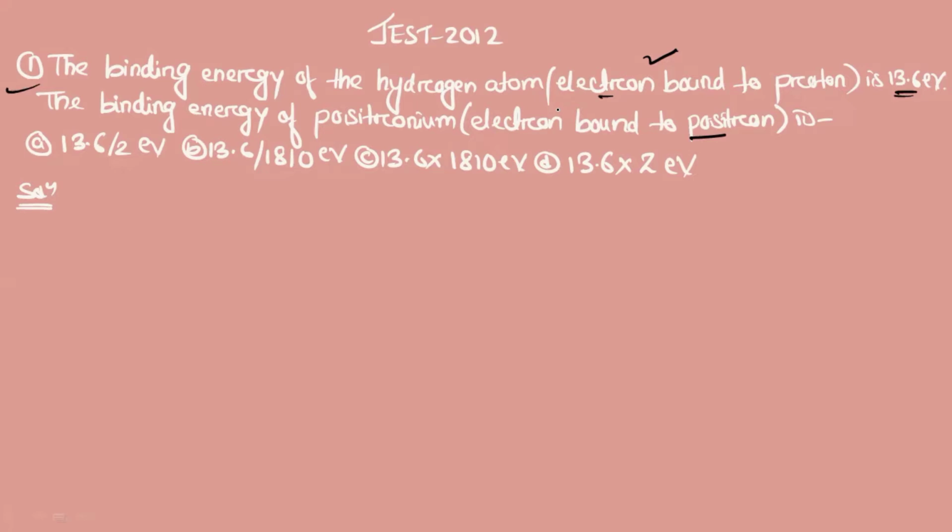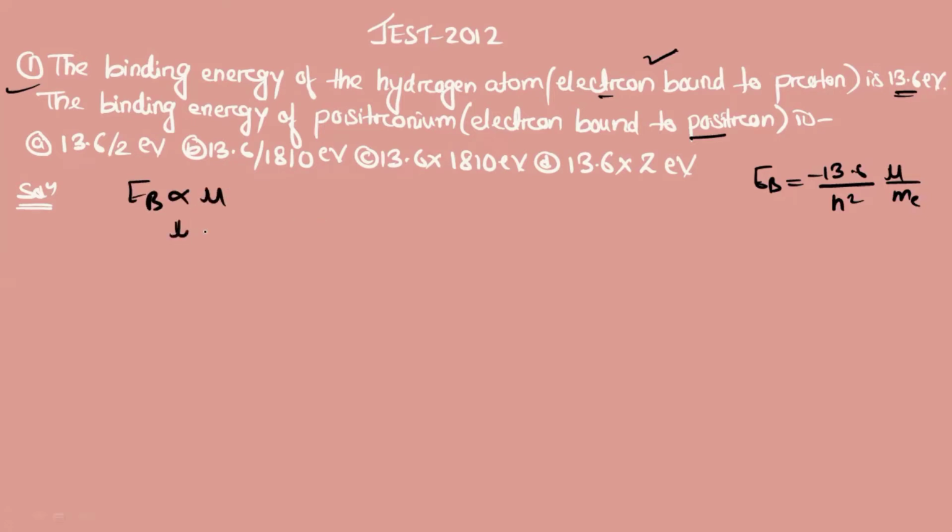So this is quite simple. We know the formula of binding energy. We can write it in terms of the reduced mass. It's minus 13.6 divided by n square, times mu by me. This is the reduced mass, and this is the mass of the electron. So if you see from this formula, binding energy is directly proportional to what? It is directly proportional to the reduced mass.